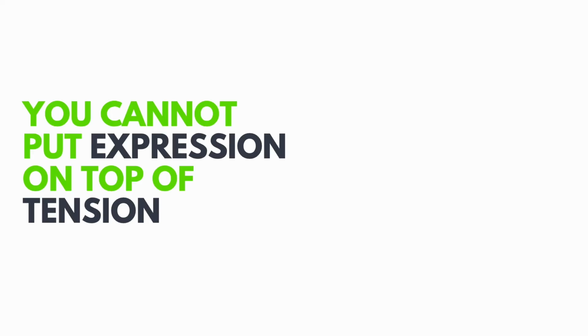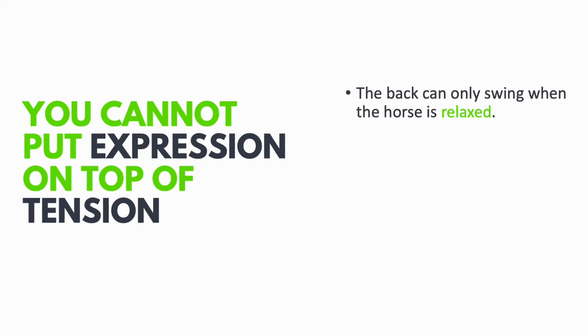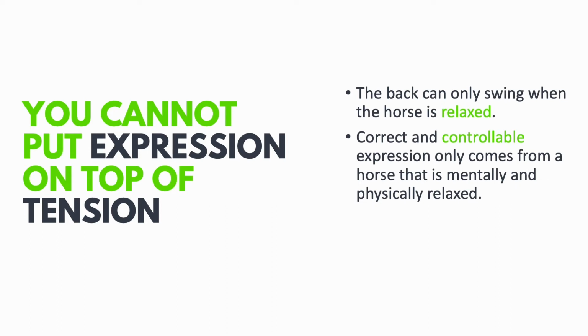Now, there is a saying that you cannot put expression on top of tension. And that is because the horse's back can only swing when he is relaxed. And because we need the back to swing, correct and controllable expression only comes from a horse that is mentally and physically relaxed.